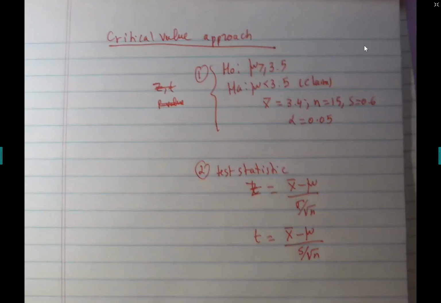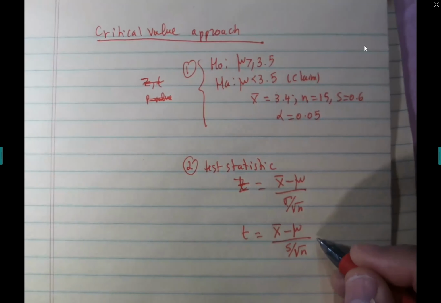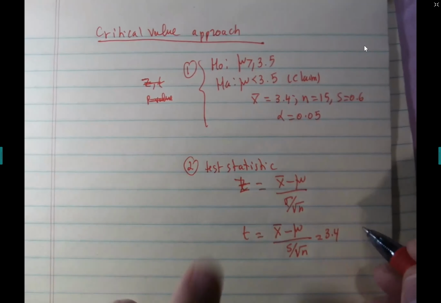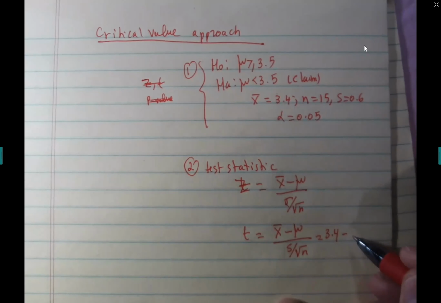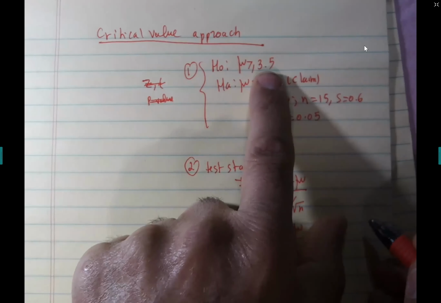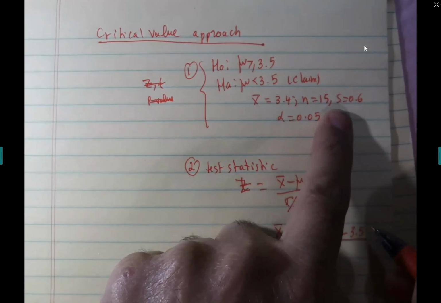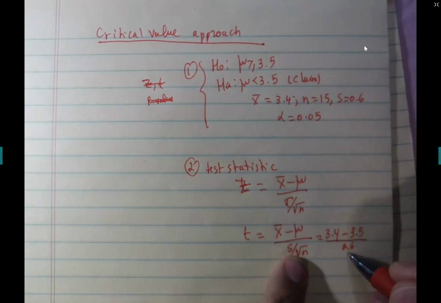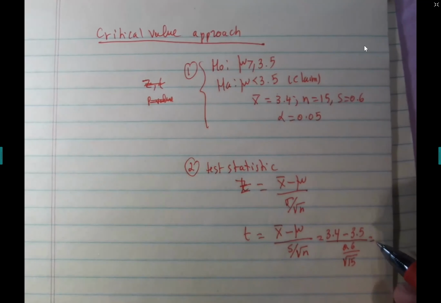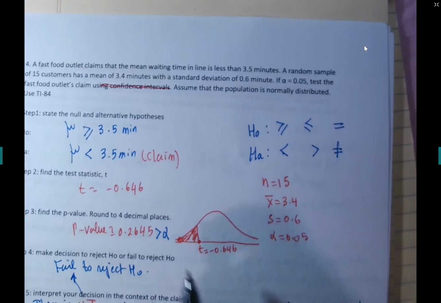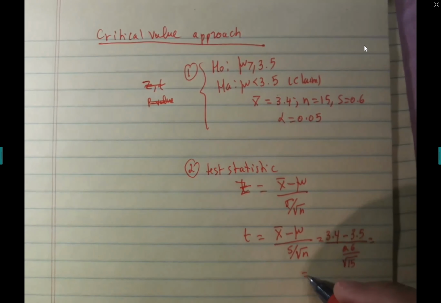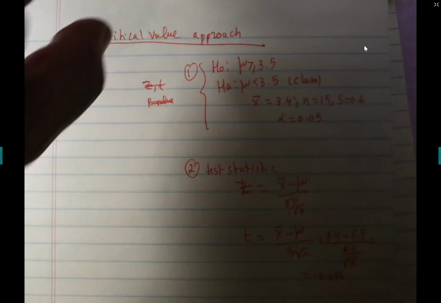If I am to do this by hand, here's how I do it. It will be 3.4, that's X bar, minus the mean, we pick it up from the null hypothesis, which is 3.5, divided by S, which is 0.6, over square root of N, square root of 15. We already used the calculator and did the work. I know the answer is negative 0.646. Okay, this is the step now that is different from the p-value.